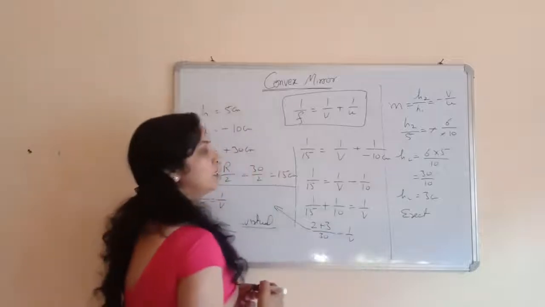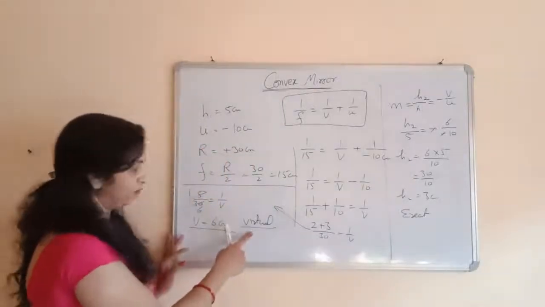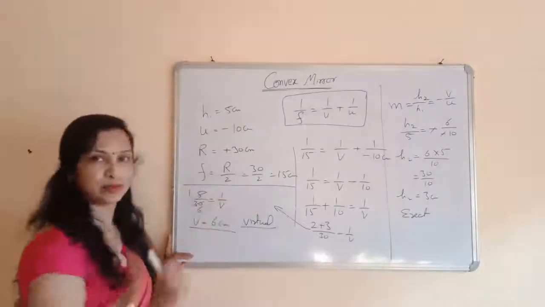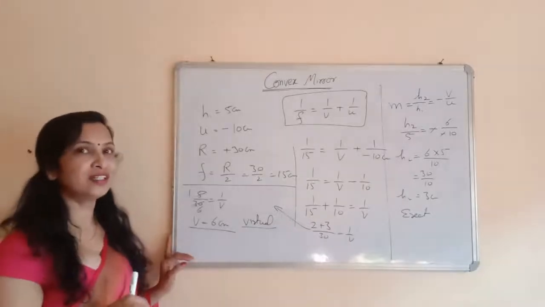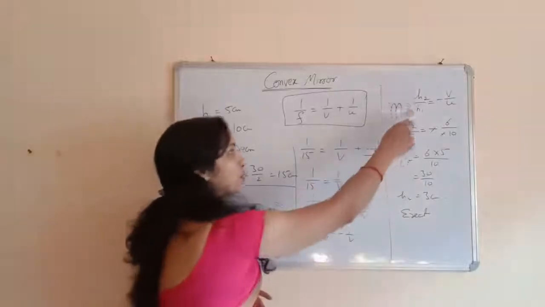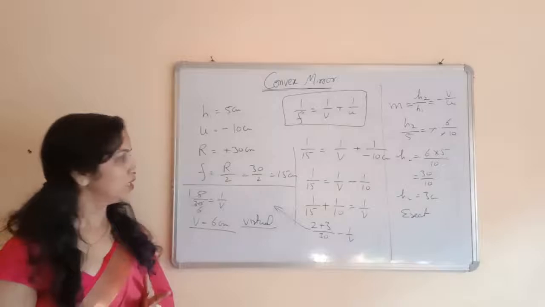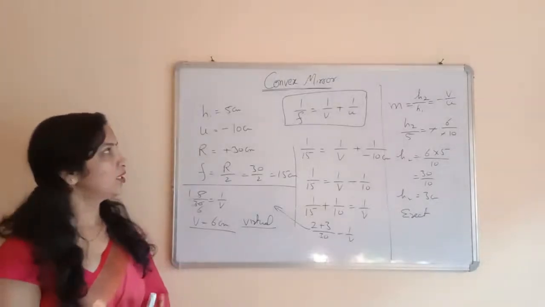So we will say an erect and virtual image is formed at a distance of 6 centimeter from the mirror, of height 3 centimeter. And what should be the sign of magnification here? In the case of convex mirror, since H2 and H1 both are positive, magnification is always positive for the convex mirror. So these are the types of simple numericals for convex mirror.